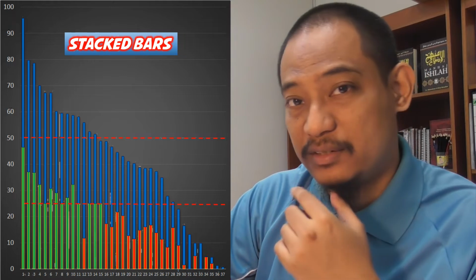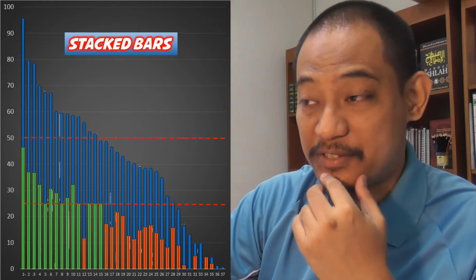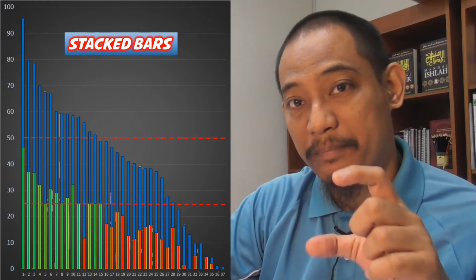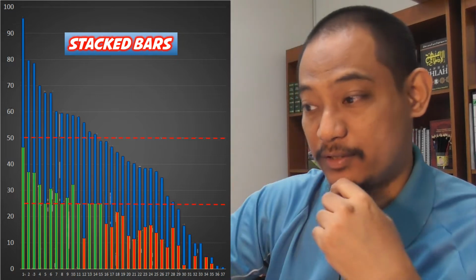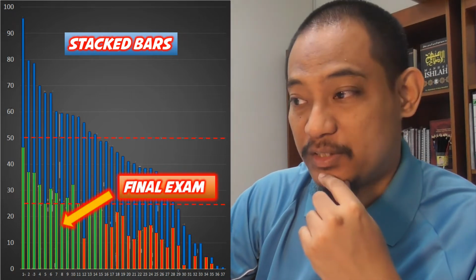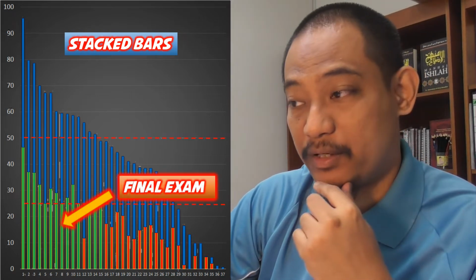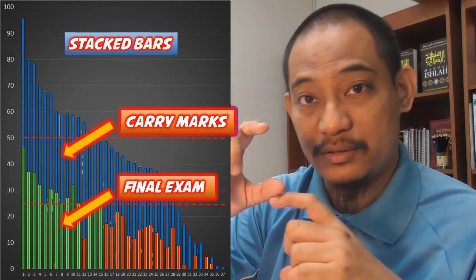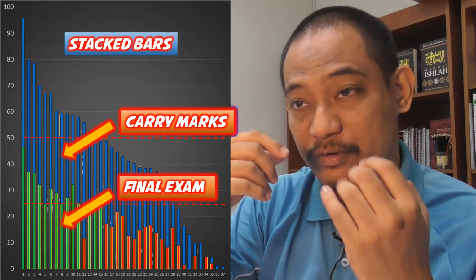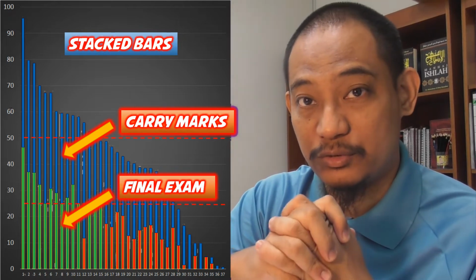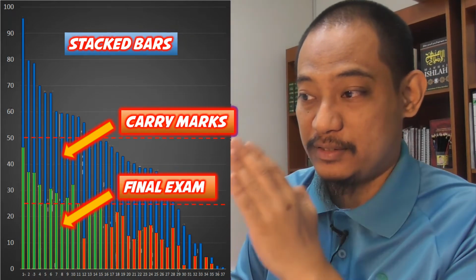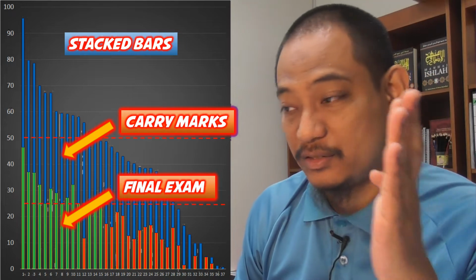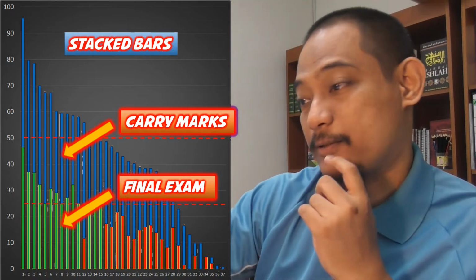So the presentation is a stacked bar presentation where we have one bar on top of another. On the bottom is the final exam marks, and on top of it is the carry marks, and in total the combination of the two marks is the final full marks that the student obtained, and this is plotted from the highest to the lowest of full marks.